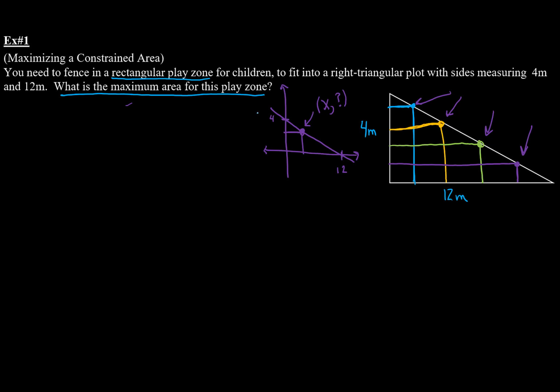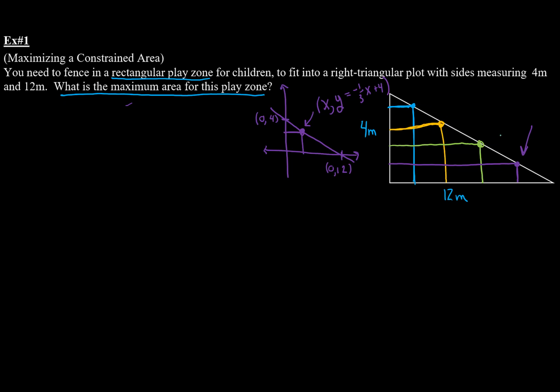Well, if you use methods from other classes, from previous math classes, of finding the equation of a line that goes through 2 points, specifically 2 intercepts, you will find that the equation for this line is going to be y equals -1/3 x plus 4.